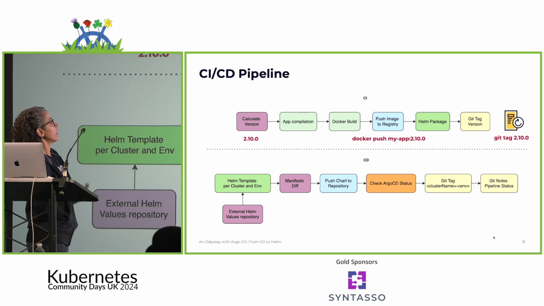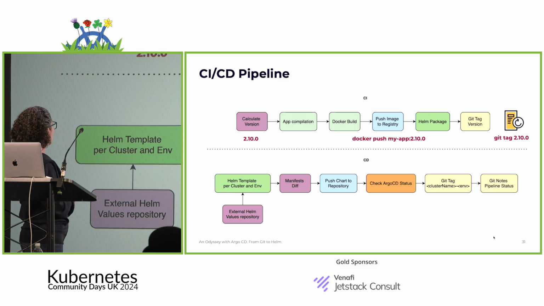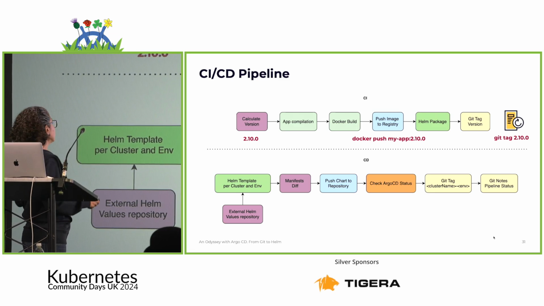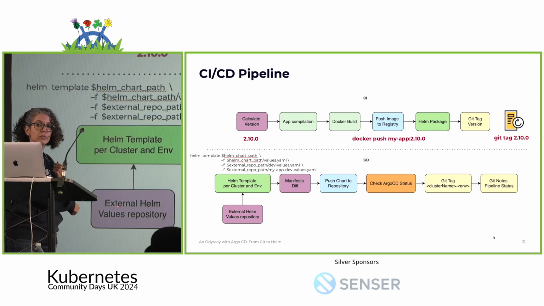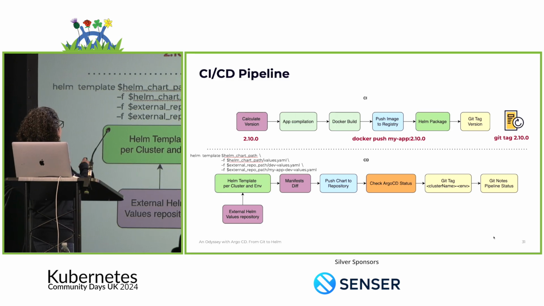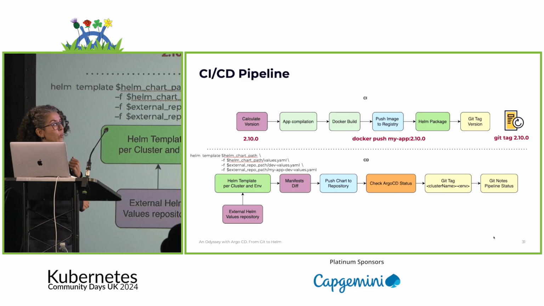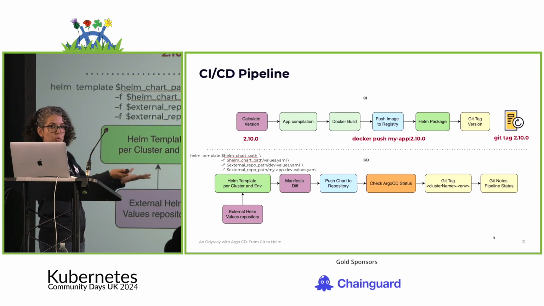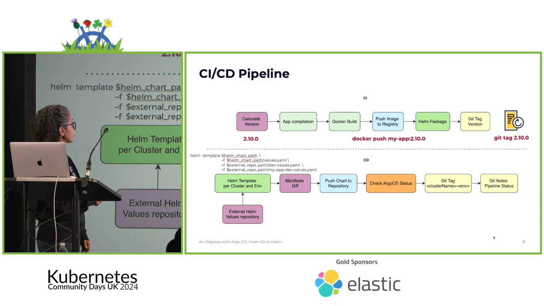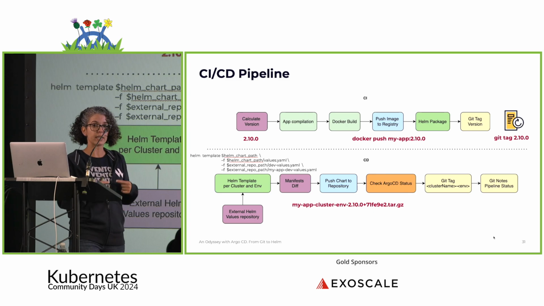Now, whenever we want to deploy this 2.10.0 application to a cluster environment, we get the Helm package of that version. We get this external Helm value, and we just execute a Helm template with the values override that we have defined. We also provide a manifest diff between the generated ones, just so developers can check what has been changed. And we Helm package those rendered manifests again.